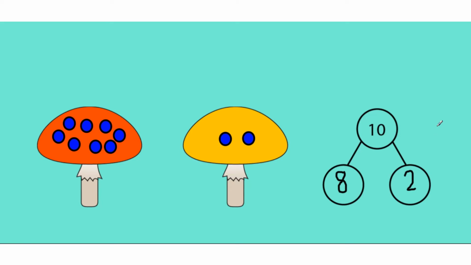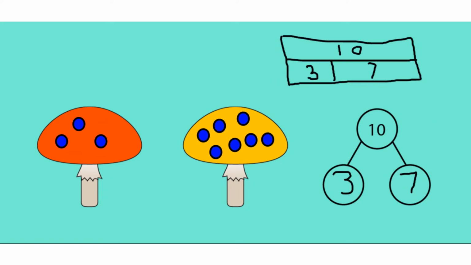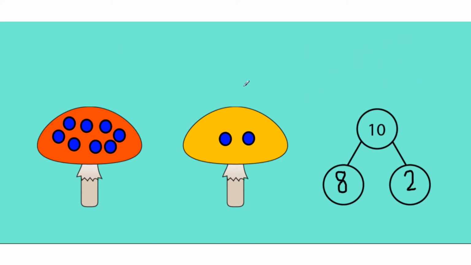Draw some cherry diagrams with the whole as 10. Have a think about using just 2 parts. What 2 numbers make 10? So we did, let's go back and recap. We did 3 and 7, 6 and 4, and 8 and 2. So what other ways do you know to make 10? Pause the video and have a go.